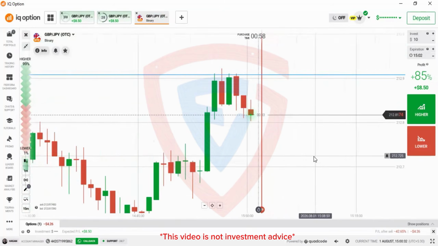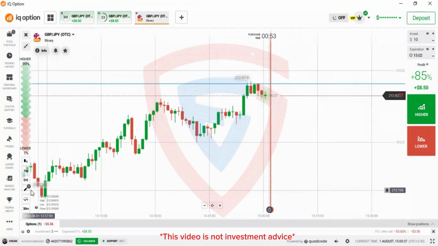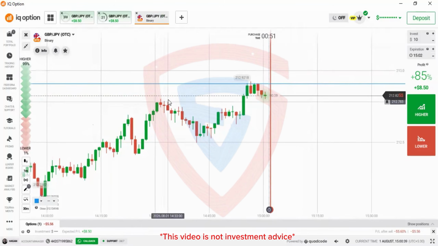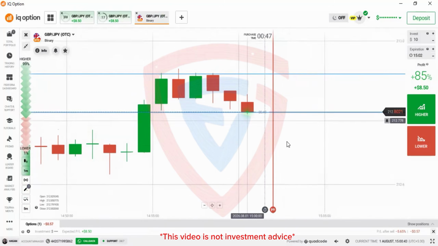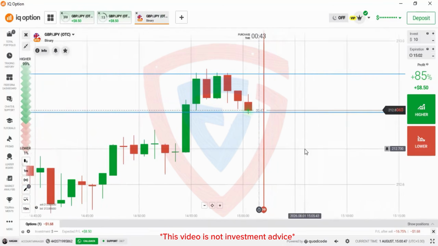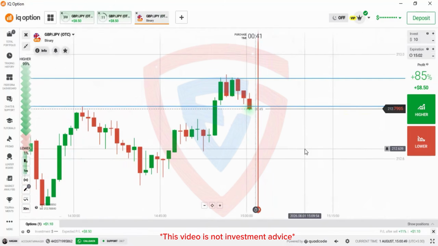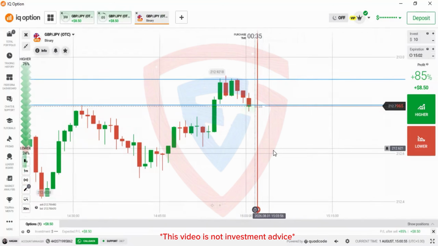So if the market reaches this level, then the market may reverse. Okay, this level. So almost it reached the level. It is rejecting too. So still it is going down only.